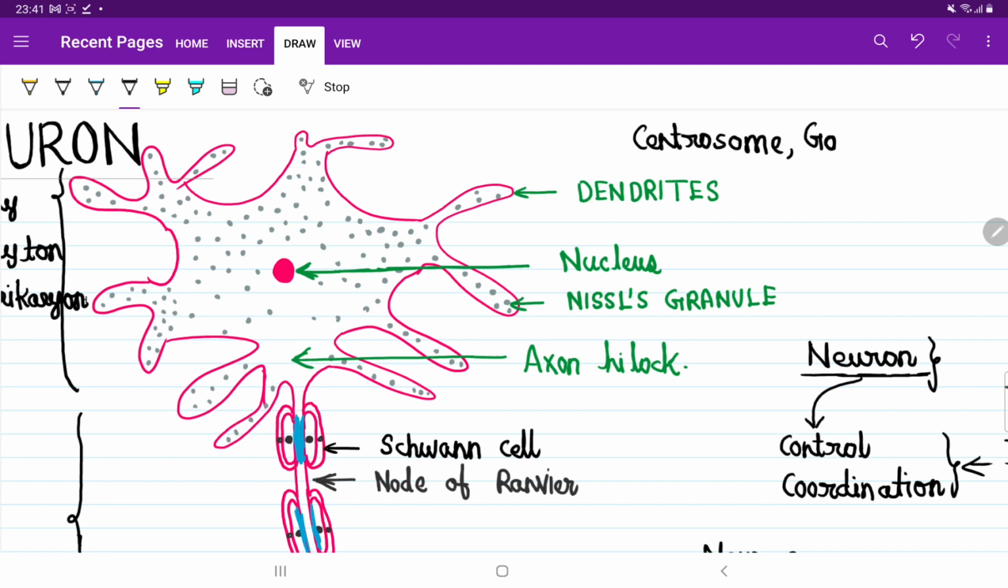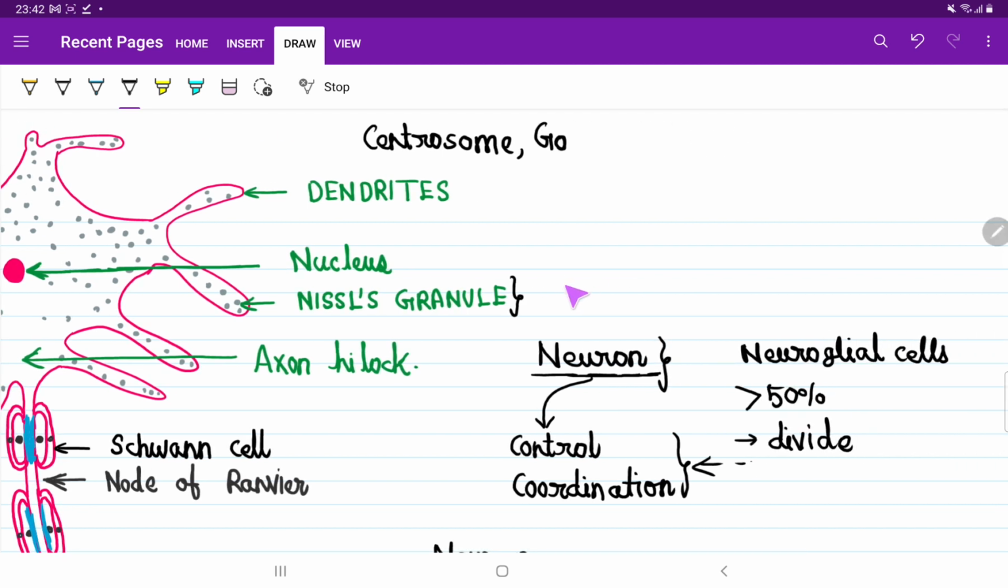Are you observing so many gray granules in the cytoplasm? These are all Nissl's granules. Nissl's granules are a characteristic feature of the neuron. The Nissl granule has a lot of rough endoplasmic reticulum and ribosomes. This aggregation of rough endoplasmic reticulum and ribosomes is the Nissl's granule. That means the Nissl granule is the site for protein synthesis. Protein is synthesized here in the Nissl granule.